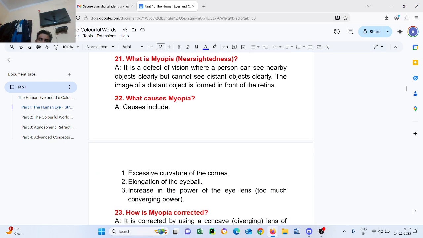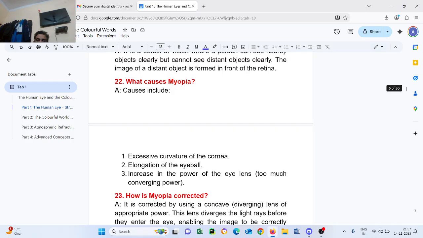Question number 22. What causes myopia? Causes include excessive curvature of the cornea, elongation of the eyeball, and increase in the power of the eye's lens, that is, too much converging power.